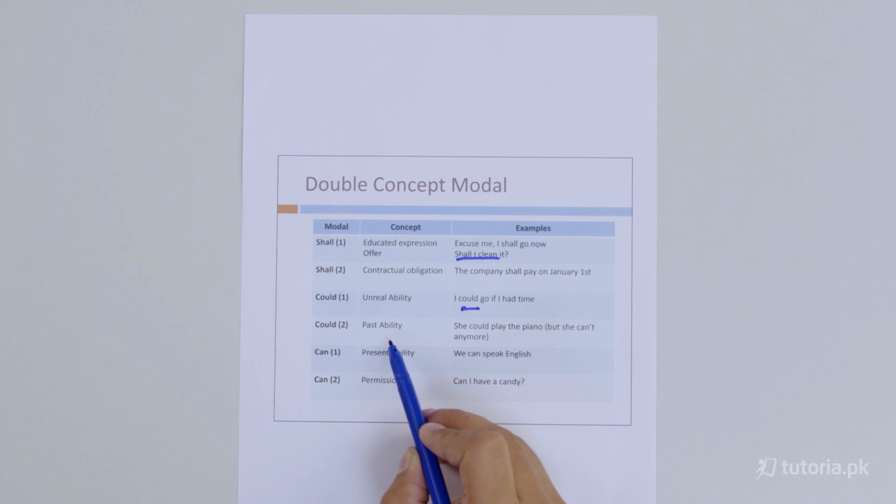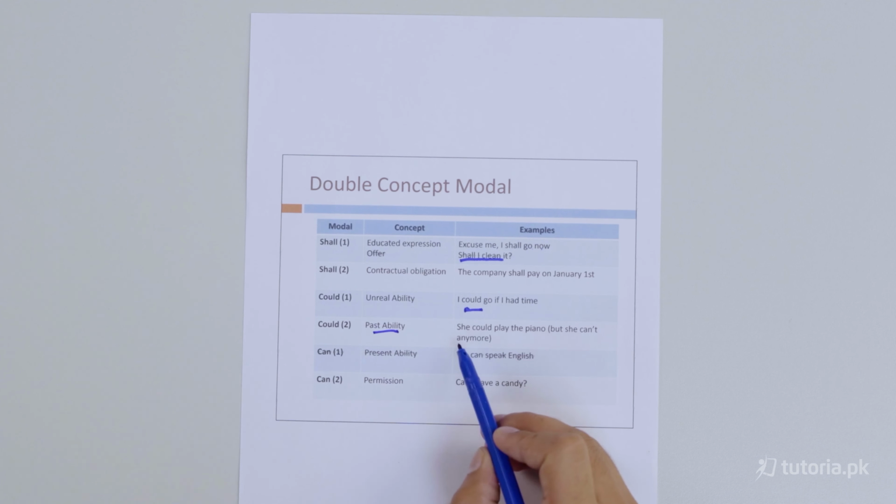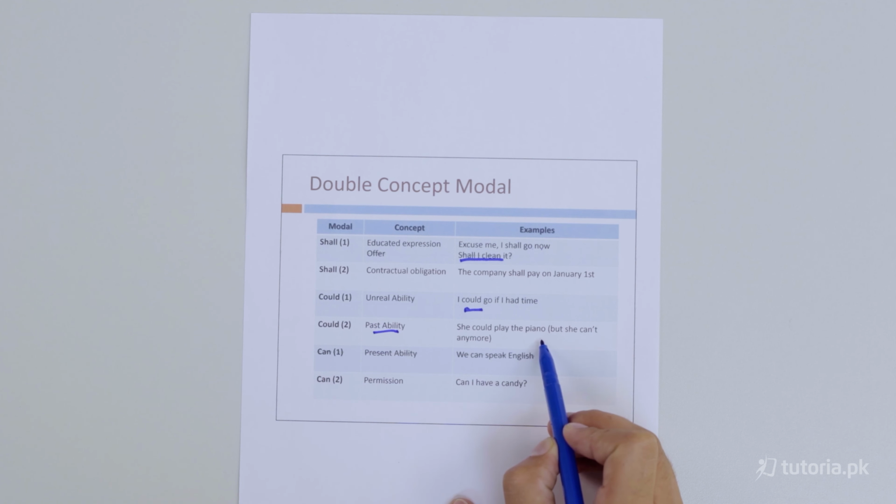Could can also be used to represent past ability. For example, she could play the piano, but she can't anymore. By referring to past ability, we can use the word could. We can clearly see in this example that she could play the piano. It means currently she has become unaware of that skill, or she unlearned that skill. Now she doesn't know how to play the piano.